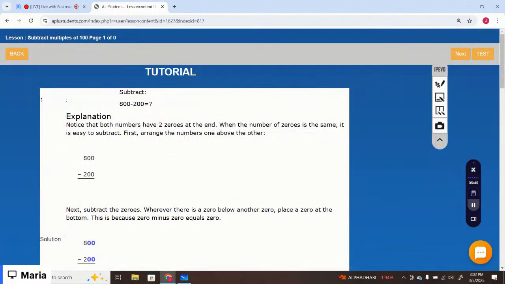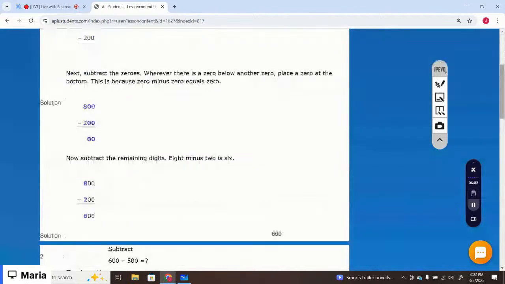Let's just start with an example, 800 take away 200. Both the numbers have exactly the same number of zeros. They both have two zeros, right? When the numbers have the same number of zeros, it is very easy to subtract. Just write them down one above the other and start subtracting from the ones digit. 0 take away 0 is 0. Then the tens, 0 take away 0 is 0, and then you subtract the hundreds. 8 take away 2 is 6. So 800 take away 200 equals 600.